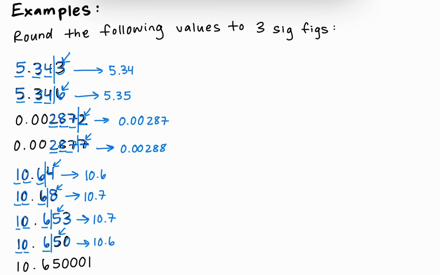And then the last one we have, 10.650001. Those are all significant. We're going to count 1, 2, 3, cut it off, look to the next value. It's a 5, so then we're going to look at what's after. And remember, we don't round if there's only zeros, but in this case there actually is a 1, which makes it just a little greater than 5, which means we are going to round. So those are the rules for rounding sig figs.